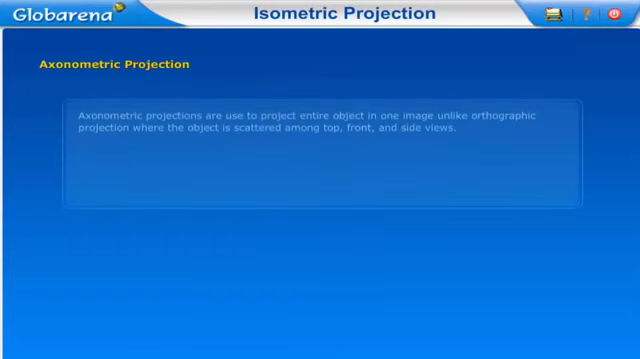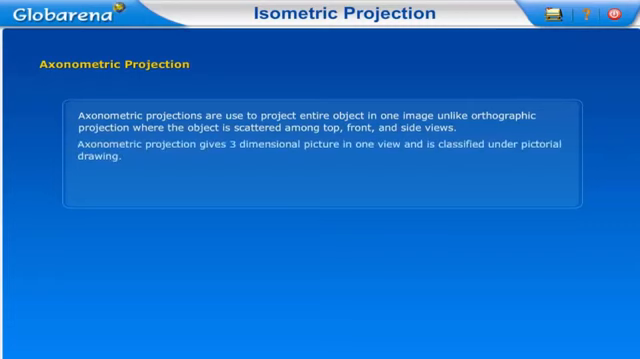Axonometric projection. Axonometric projections are used to project an entire object in one image, unlike orthographic projections where the object is scattered among the top, front, and side views. Axonometric projection gives a three-dimensional picture in one view and is classified as a pictorial drawing.